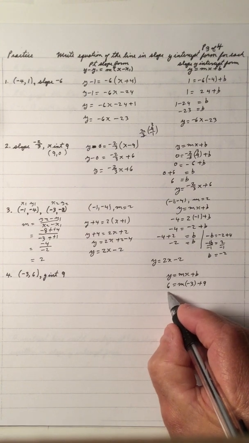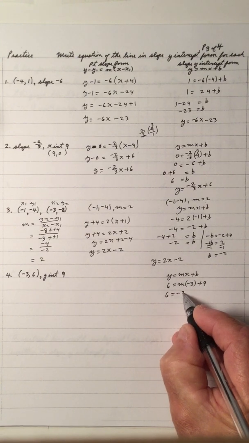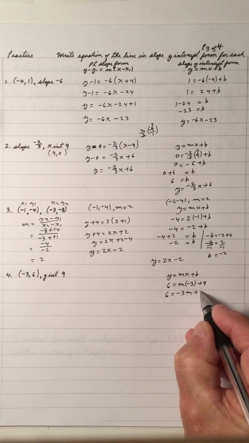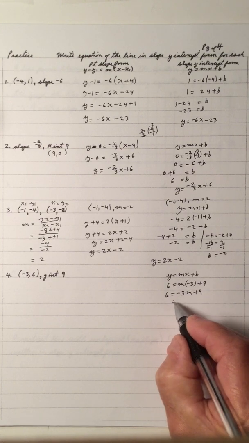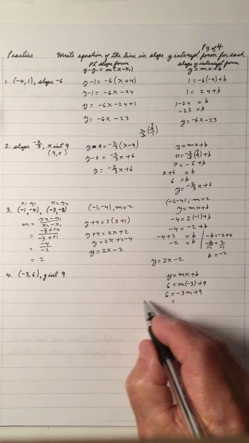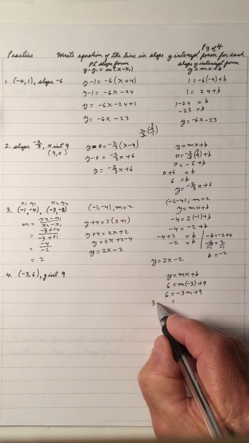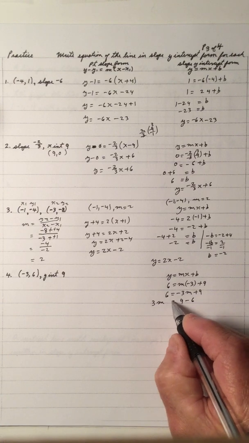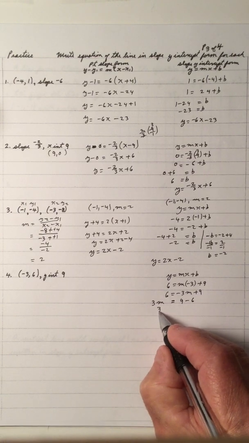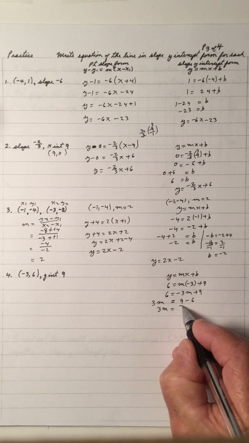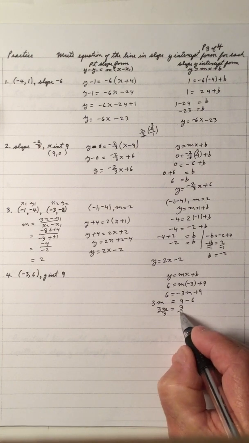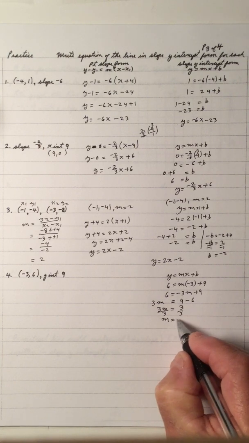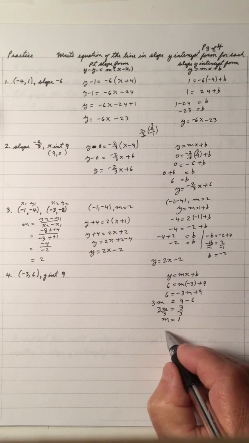So if I keep working it out, 6 equals negative 3m plus 9. And the m is negative, so I can move it to the left side to become 3m. Move the 6 to the right side to become negative. So 3m equals 3. Divide by 3, and I get m equals 1. So I have a slope of 1.